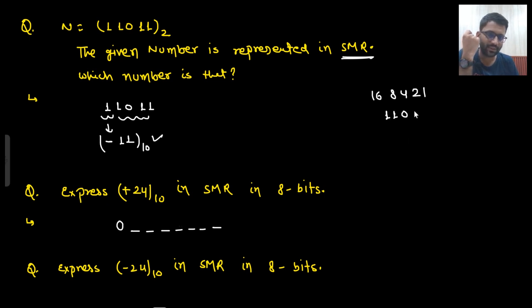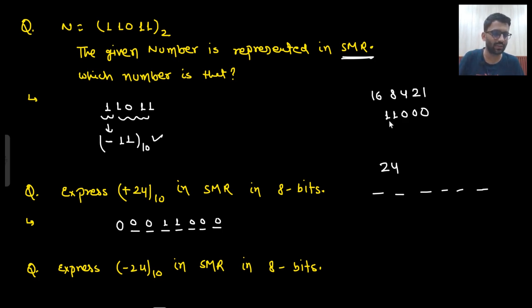1, 1, 0, 0, 0, and the rest two bits will be 0 only. Basically, I need to denote 24 in 7 bits. This bit is the sign bit, so that will be 0. Now 24 in 7 bits will take 5 bits: 1, 1, 0, 0, 0, and the rest 2 bits will be the magnitude.